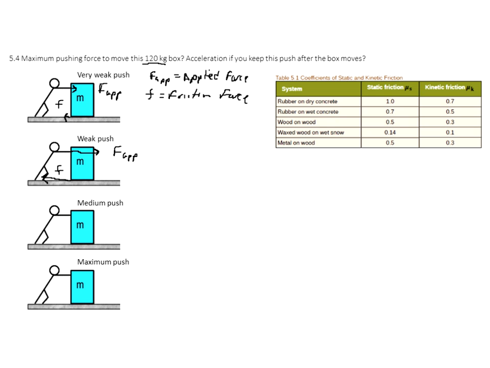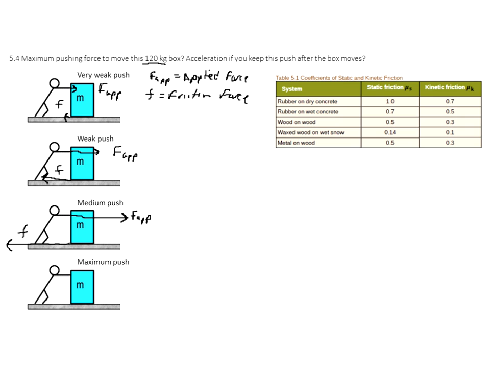And now a medium push. And of course this is qualitative, right? So what is a medium push? If I'm competing against a shot putter to push, her medium push might be my super duper strong push. But notice we've got the same person pushing each time, and this person does not look like a shot putter. So here's our applied force. Here's our frictional force.